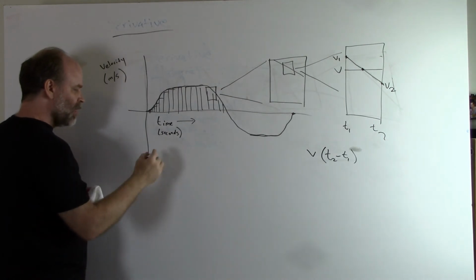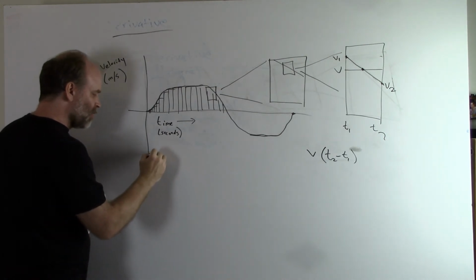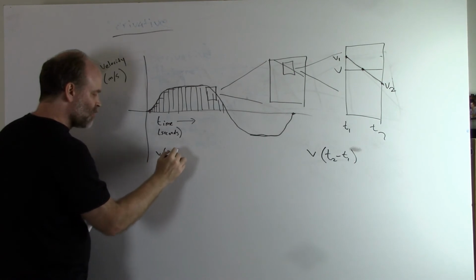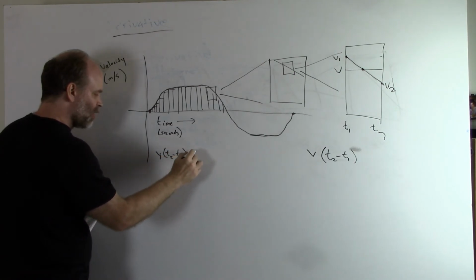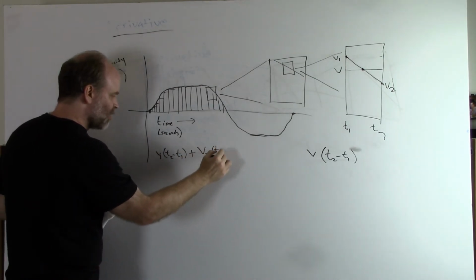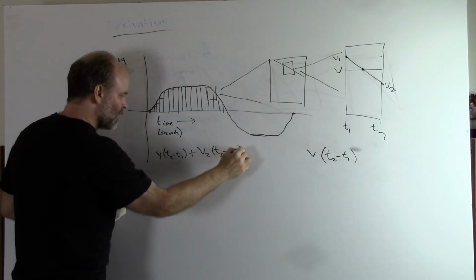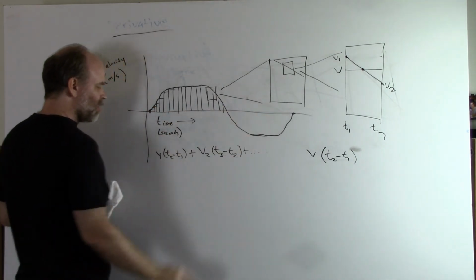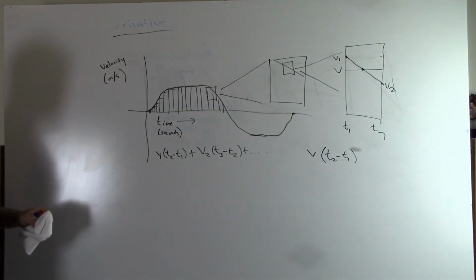And so what we end up with is something that looks like this. We'll do our first velocity times the first increment of time, and then we're going to add to it our second velocity times the second interval of time, etc., etc. And we're going to do that all across our whole period of time that we care about.